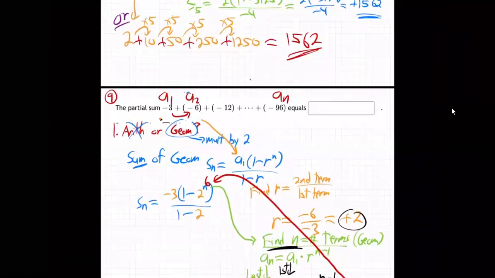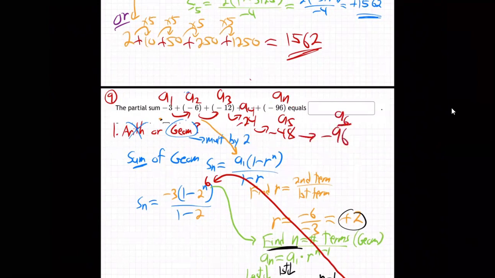Times 2, this is A2. Times 2, this is A3. Do the next one, it'd be negative 24, that's A sub 4. Do the next one, it'd be negative 48, that's A5. Do the next one, it'd be negative 96. That's our last one. It's the 6th term. So you say, oh, there's only 6 terms. It's negative 3, negative 6, negative 12, negative 24, negative 48, and negative 96. That's the 6th term. It's probably easier to find out how many terms that way. Just go down the line, multiplying by 2, 2, 2, 2, till you get there. So it's the 6th term.